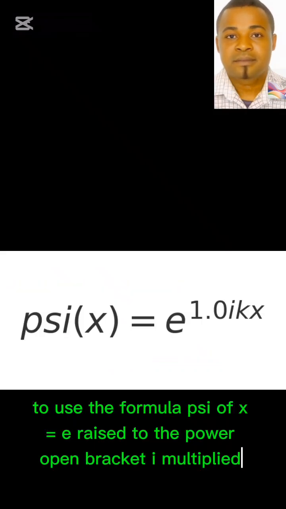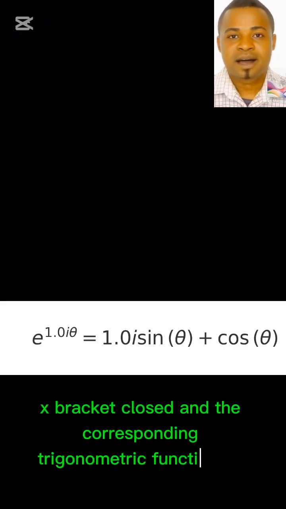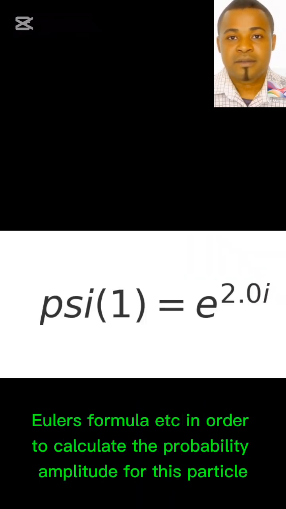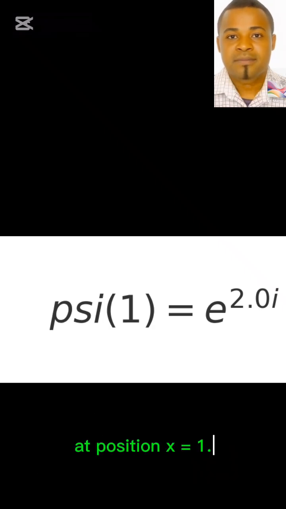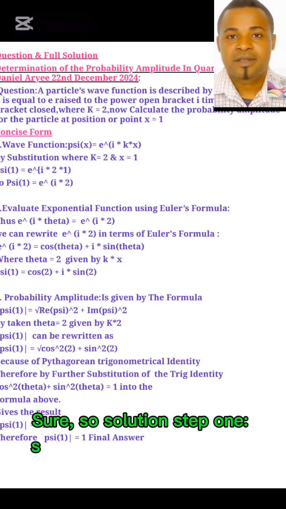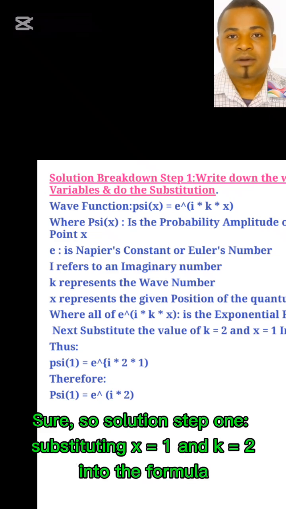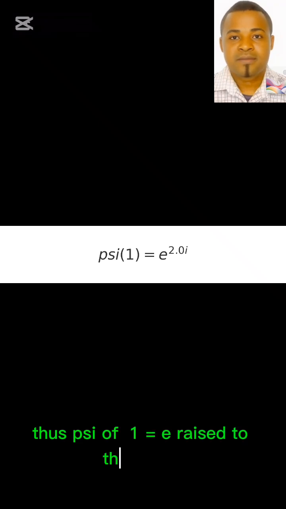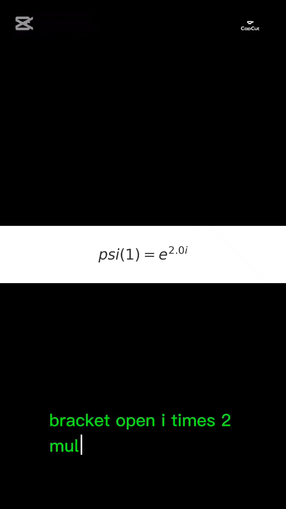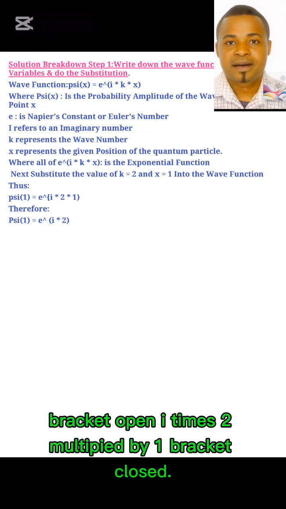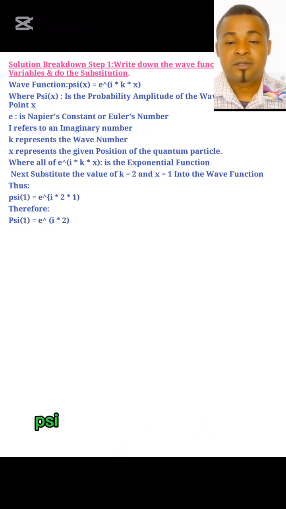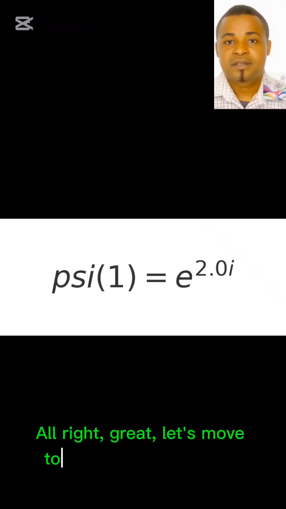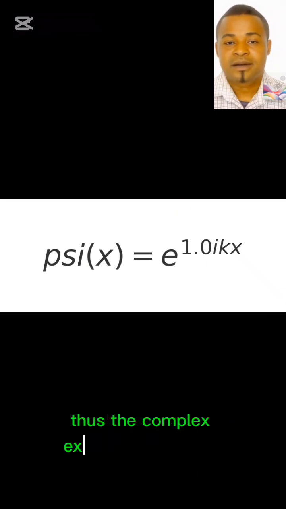Great, here we have to use the formula psi of x equals e raised to the power open bracket i multiplied by k times x bracket closed and the corresponding trigonometric function by incorporating Euler's formula, in order to calculate the probability amplitude for this particle at position x equals 1. Sure, so solution step 1, substituting x equals 1 and k equals 2 into the formula gives the following result. Thus psi of 1 is equal to e raised to the power bracket open i times 2 multiplied by 1 bracket closed. Hence by mathematical manipulation, psi of 1 becomes e raised to the power i multiplied by 2.